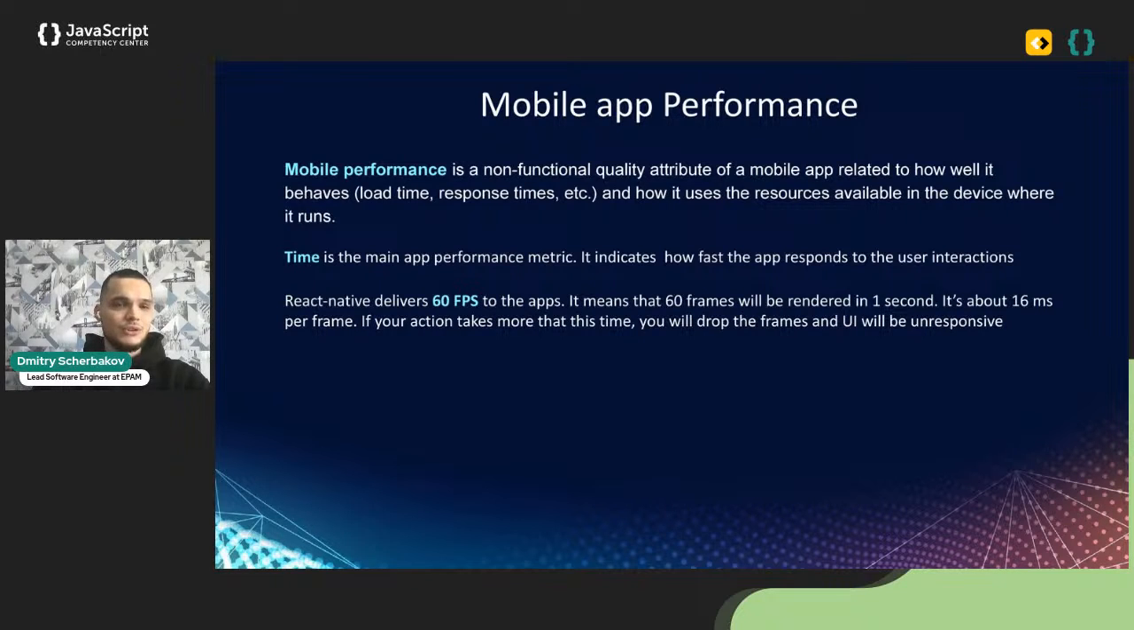I would also cover that React Native currently delivers 60 FPS to clients, and you may hear that a lot. It means that 60 frames will be rendered per 1 second. It's about 16 milliseconds per frame. And what does it mean from the development perspective? It means that if your action takes more than 16 milliseconds, you will drop frames and the UI will become unresponsive. And this is the main indicator of a performance leak.